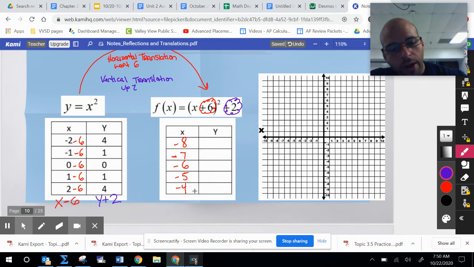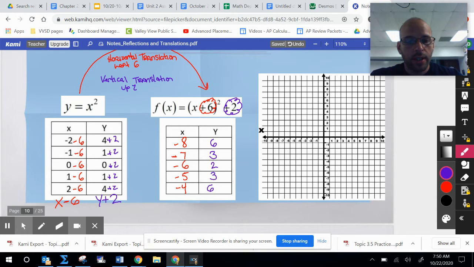Now to move my graph up, I'm going to add 2 to all the y values. 4 plus 2 is 6. 1 plus 2 is 3. 0 plus 2 is 2. 1 plus 2 is 3. And 4 plus 2 is 6.